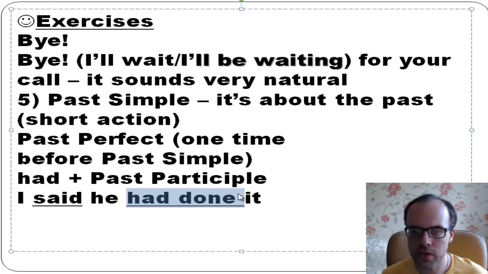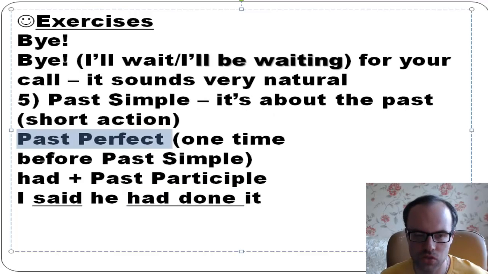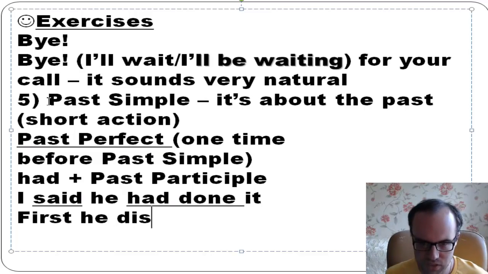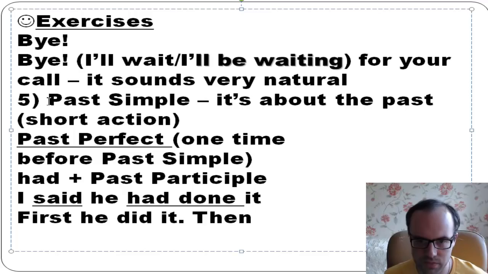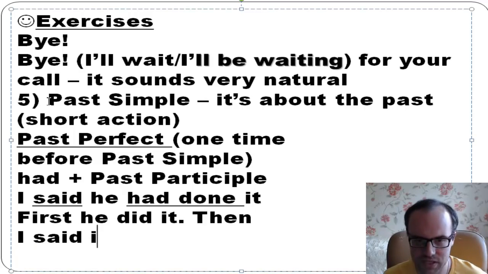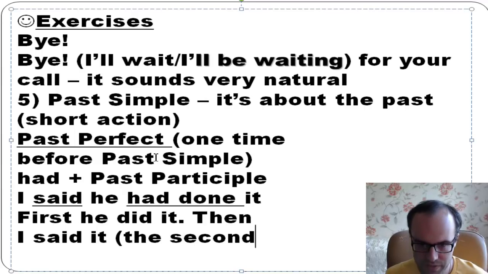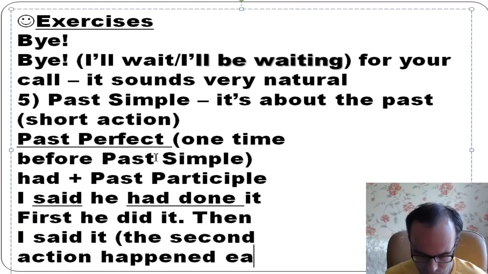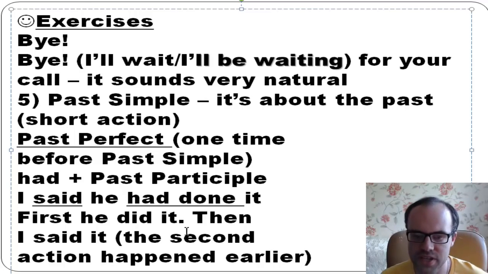So why do we need to use past perfect here? Because first he did it, then I said it. Because the second action happened earlier, you see. First he did it and then I said it. Okay? I said he had done it. First he did it and then I said it.